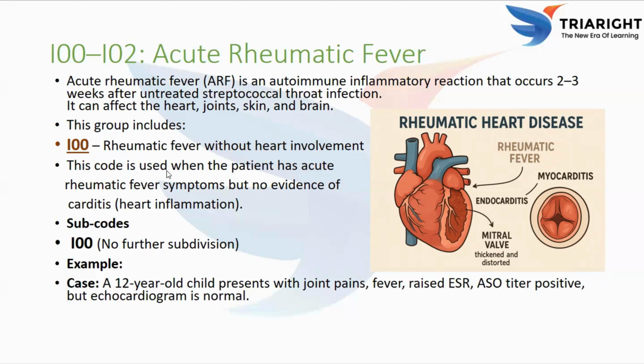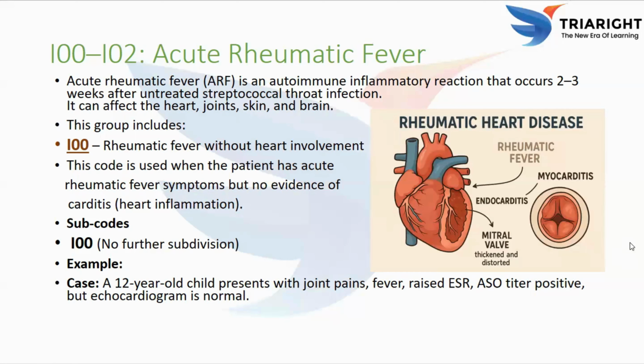This code is used when there are joint pains, fever, raised ESR, positive ASO titer but no heart damage. There are no further subdivisions for I00. For example, a 12-year-old child presents with joint pain, fever, raised ESR and also positive ASO titer. Echocardium shows no heart inflammation. So what do you code here? You have to code the I00 category code.